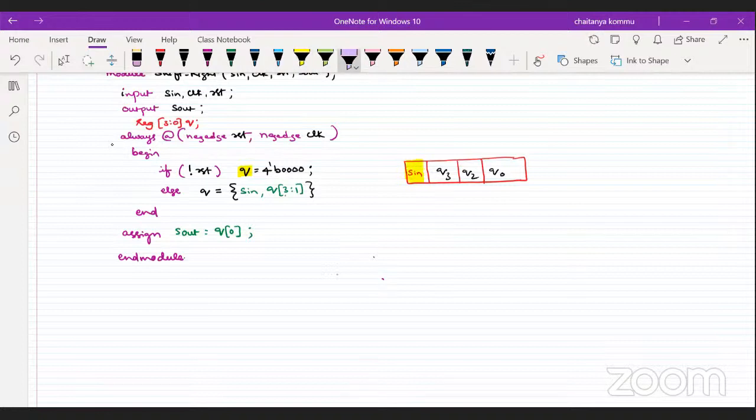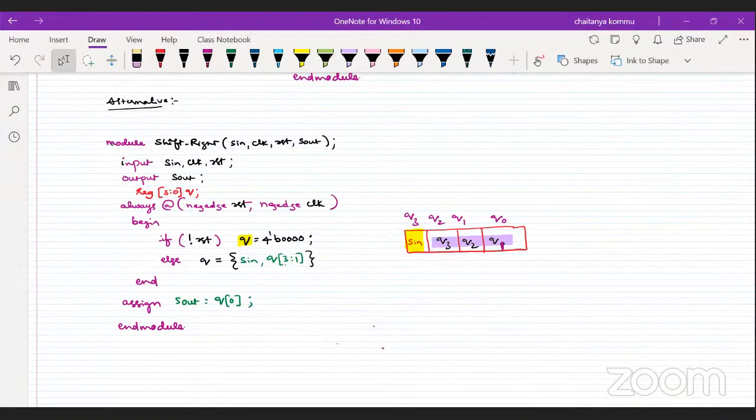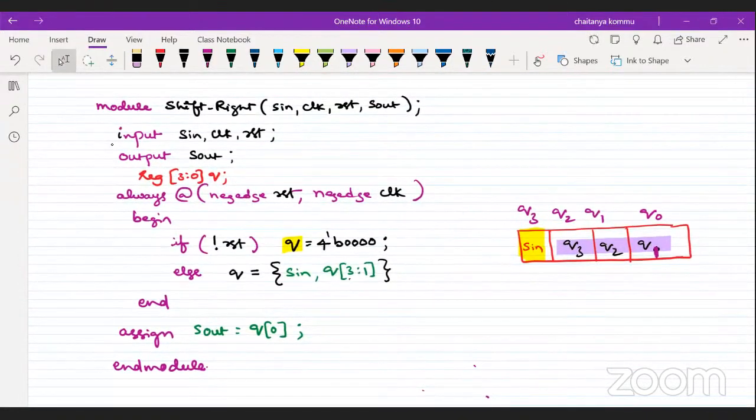The remaining portion, what have we done? So Q3 to, sorry, it's Q1. I'm extremely sorry. This is called Q1. Q3 to Q1 must be occupied for the remaining portions. That means Q3, Q2, Q1, Q0. Therefore, Q3 is assigned by SIN, Q2 to Q0 is assigned by Q3 to Q1. So this is the way that we can write. This is the simplest way to write the Verilog program for this. A single statement is sufficient.